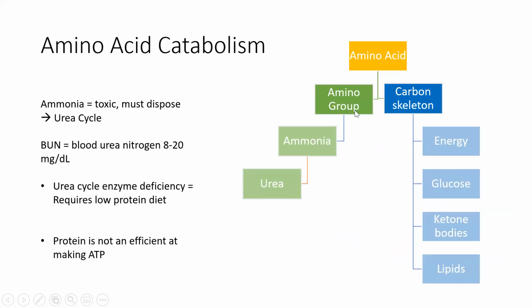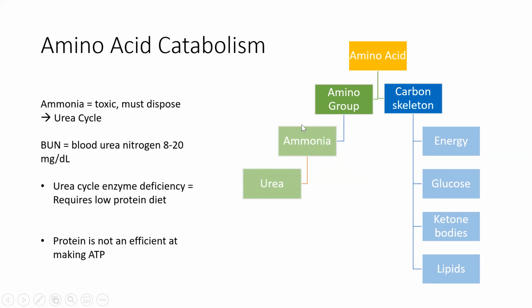So let's look at when we have an amino acid, how we break it down. We split it up into the amino group, which is the toxic side, and then the carbon skeleton. If we first look at the carbon skeleton, this carbon skeleton can be used for energy. It can be converted to glucose. It can be converted into ketone bodies during starvation. And if we have an excess amount of amino acids in our diet and total calories, then it can be converted to lipids. Now we're going to focus on the next couple of slides on how we actually process this amino group to ammonia to then urea.